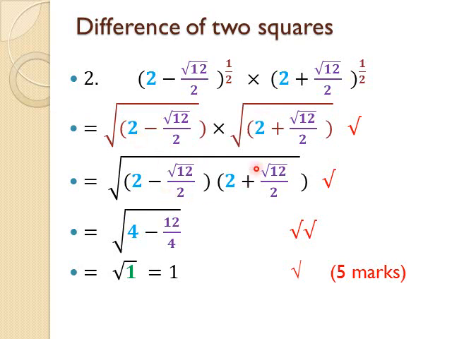And now we multiply the two brackets. 2 times 2, 4, negative times positive, negative. Square root 12 times square root 12 would give me 12. 2 times 2 would give me 4. Now 12 divided by 4 would give me 3. 4 minus that 3 would then give me 1. So the square root of 1 equals 1.